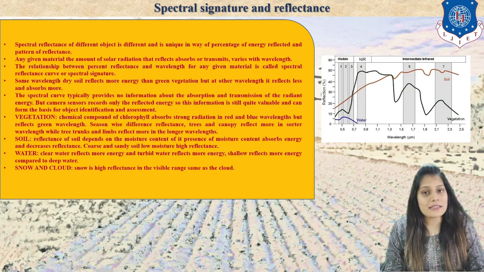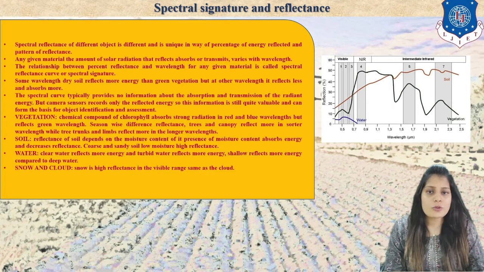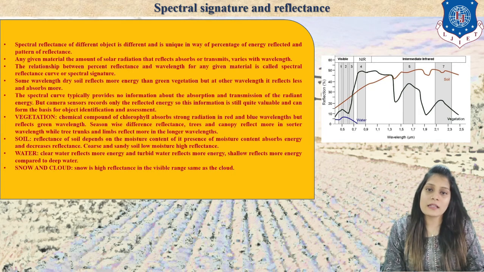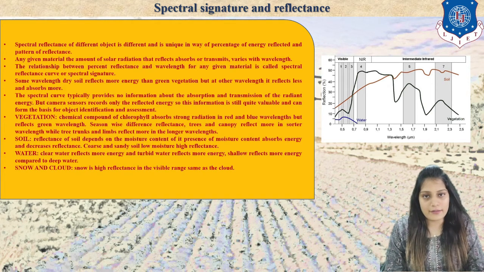So, what does it mean? From 0.4 to 0.7 it is the visible range, and from 0.7 to almost 2.5 to 2.7 it is considered short infrared wavelength, long infrared wavelength, and then it starts with the longer wavelengths, that is microwave and radio waves, right? But we are not dealing in spectral reflectance with microwaves and radio waves. We are dealing just with the visible range, near infrared and far infrared, right?